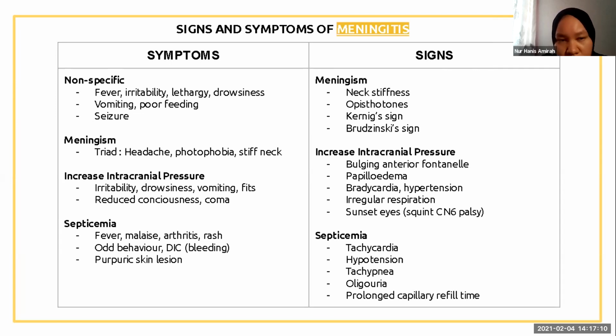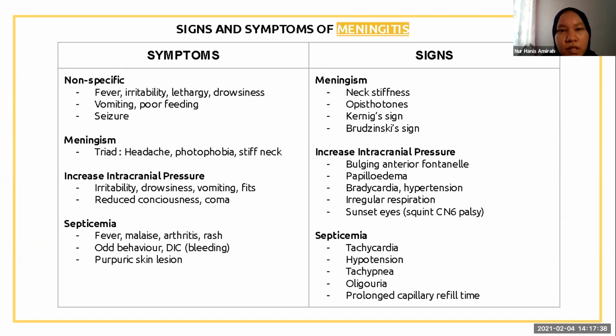For example, in neonates, the fever might be on and off. For irritability, for example, the parents might complain that their baby refused to be carried. This is what we call paradoxical irritability, in which the child prefers to remain motionless, so they do not prefer to be carried by the parents. And then lethargy, drowsiness, vomiting, poor feeding.